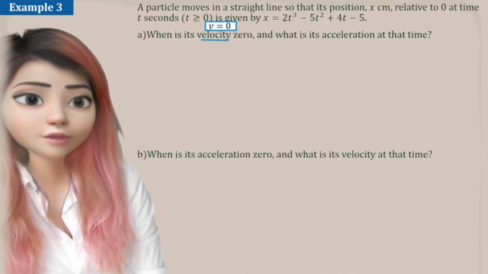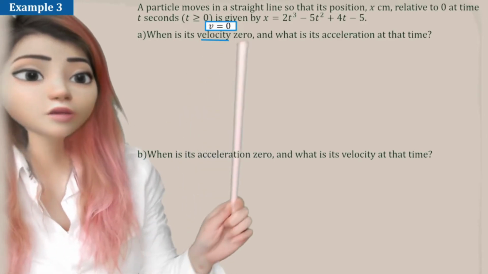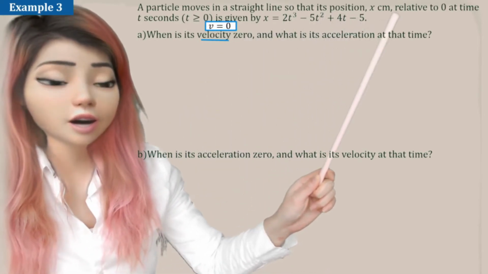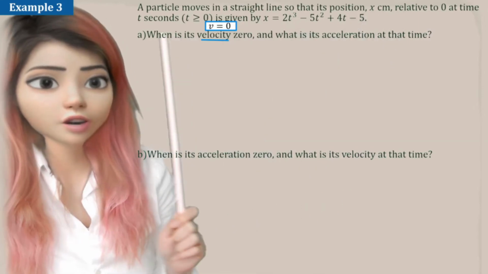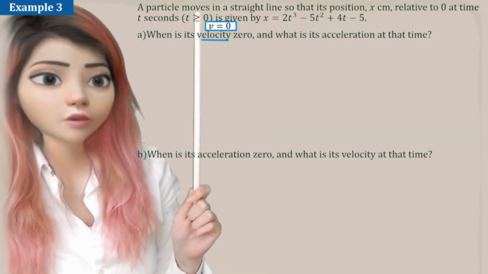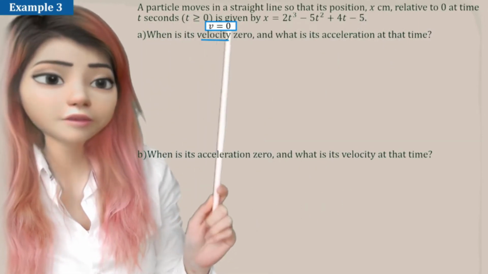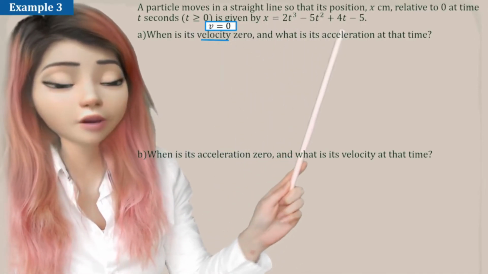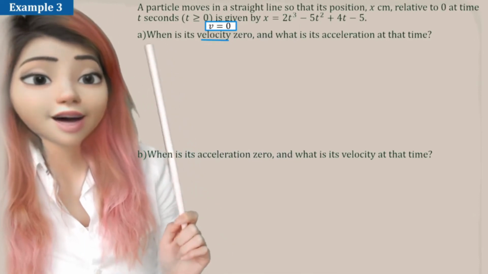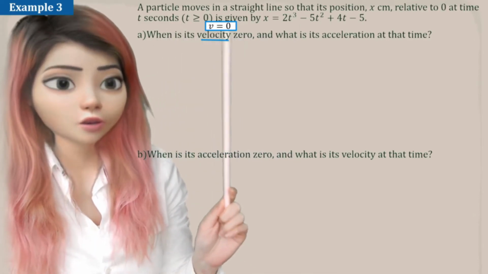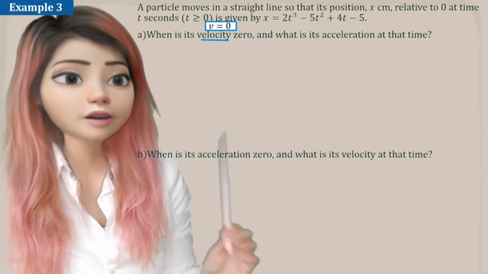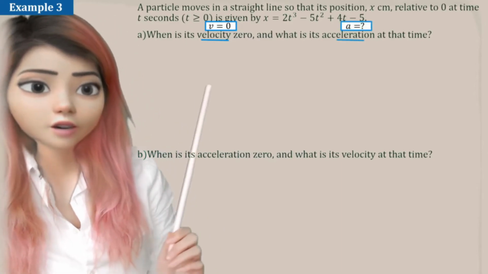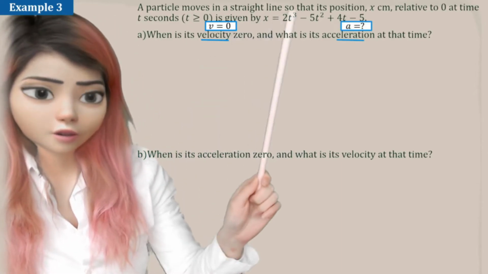One more example, example 3. A particle moves in a straight line so that its position x centimeters relative to the origin at time t seconds, where t is greater than or equal to 0, is given by x equals 2t cubed minus 5t squared plus 4t minus 5. Part A, when is the velocity 0, or when is v 0, and what is the acceleration at this time? So first of all, find v by differentiating.